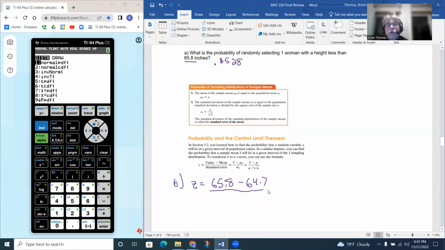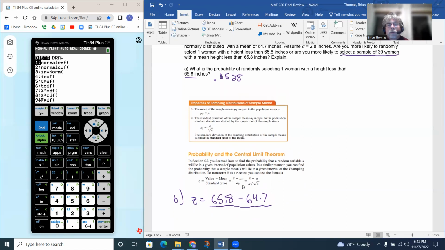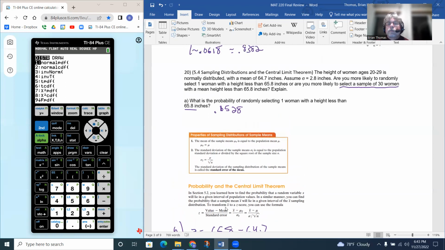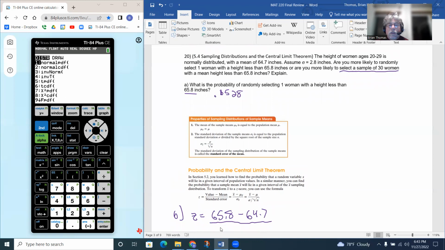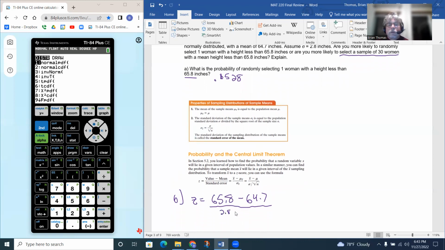So we have the 65.8 minus the 64.7. Then we're going to divide this by the standard deviation, which is this 2.8. And then the sample size was the 30, so we divide this by the square root of 30.